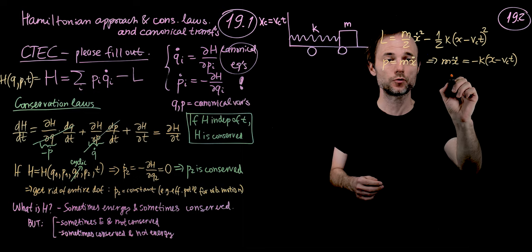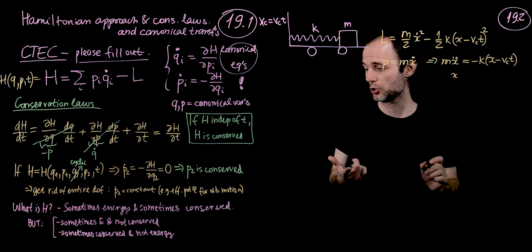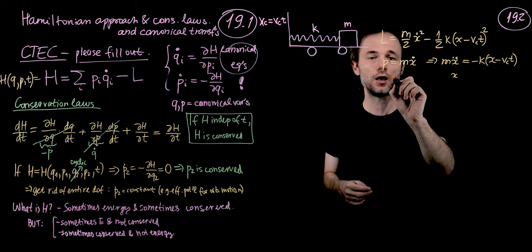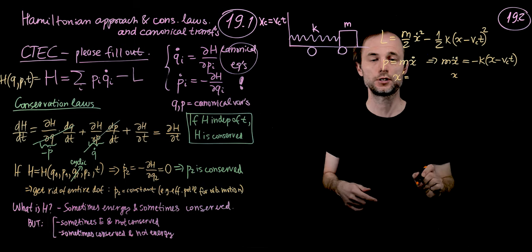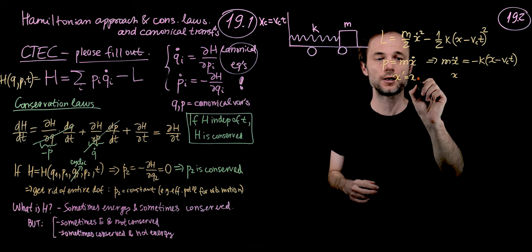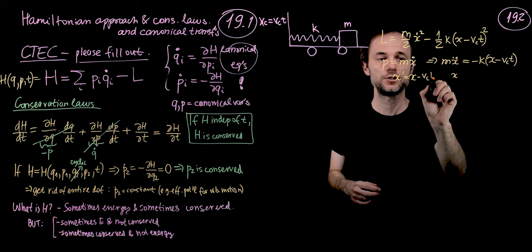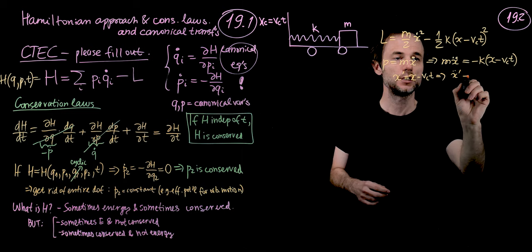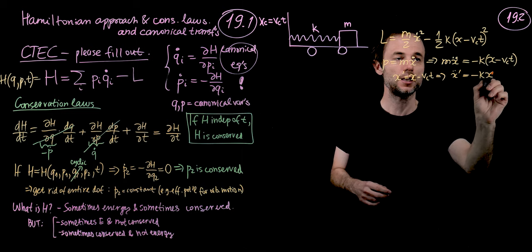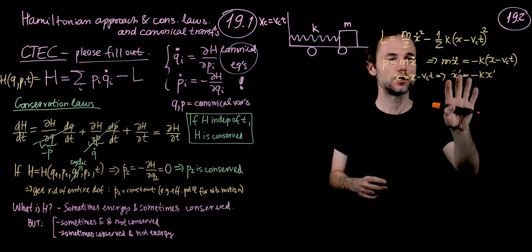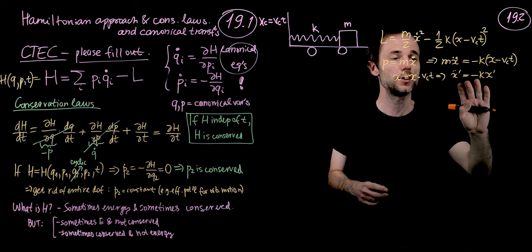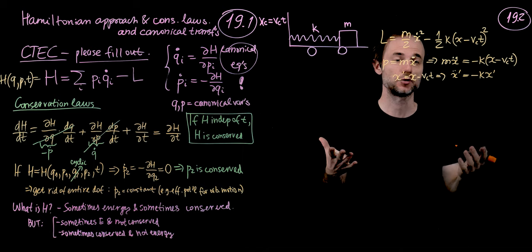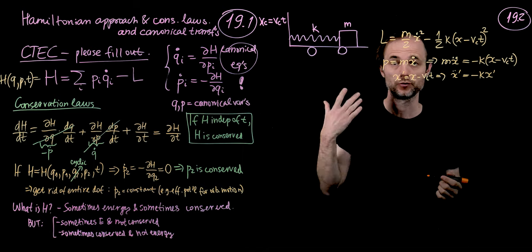And from here we can write down the equations of motion, introducing the relative coordinate to the cart, x prime equals x minus vc times t. That will give us x double dot prime is equal to minus k x prime. So this is the regular equation of motion for the oscillator.